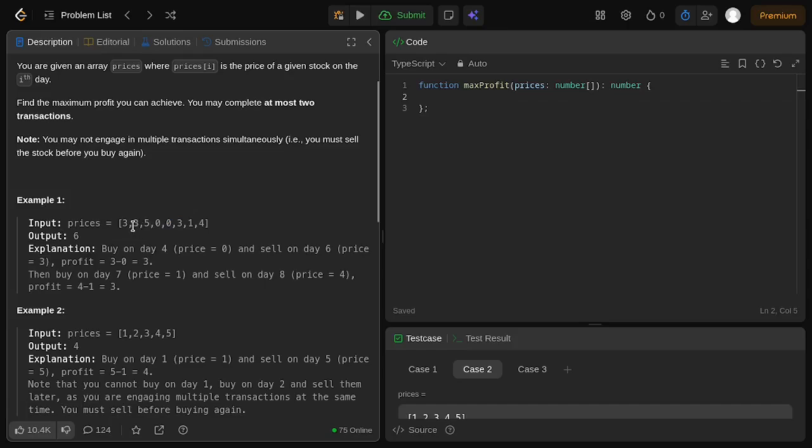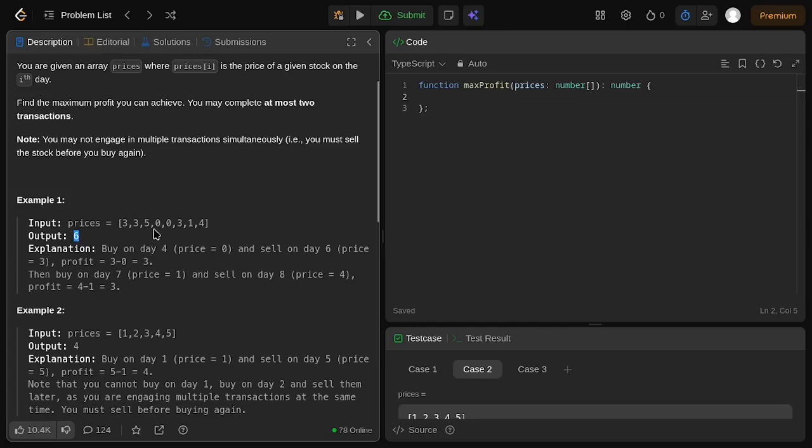We need to eliminate the least value from the profits, so we only take this one and this one, which are 6 profit in total. In this explanation, we buy on day 4, which is price 0, and sell on day 6, which is price 3, and we have a profit of 3. Then buy on day 7, which is at price 1, and sell on day 8, which is the final day, at a price of 4, and we get 3 as the profit, so the total profit is 6.